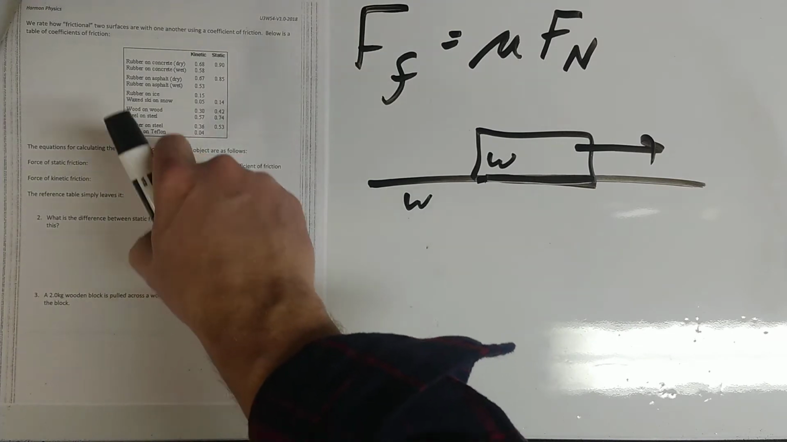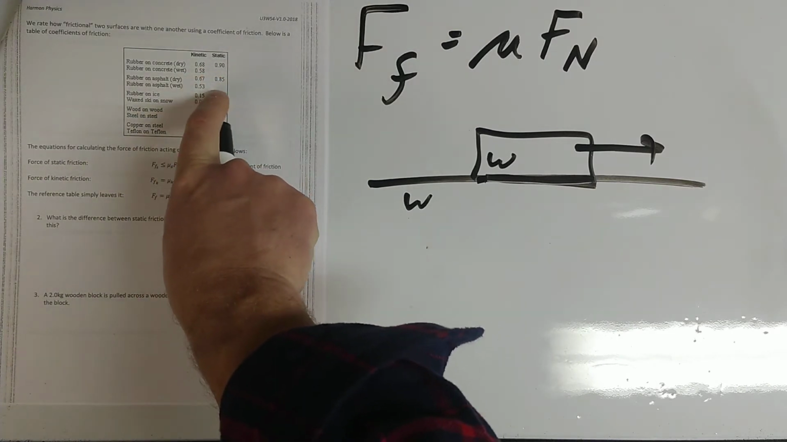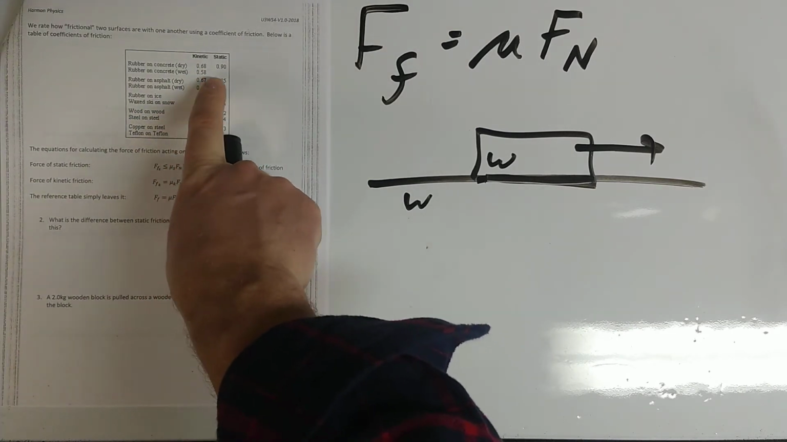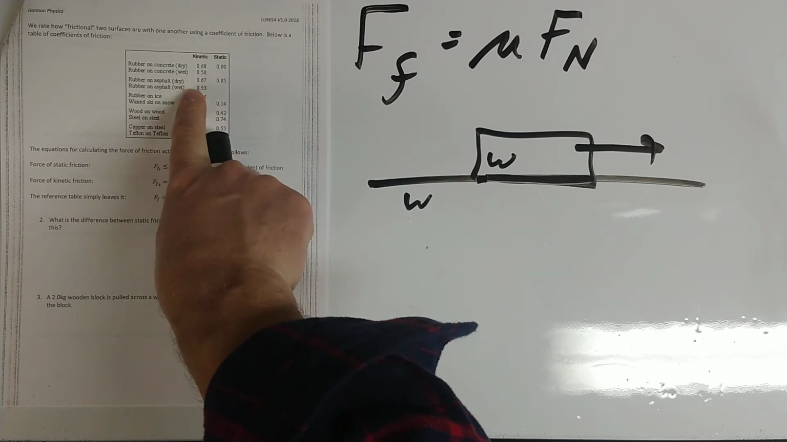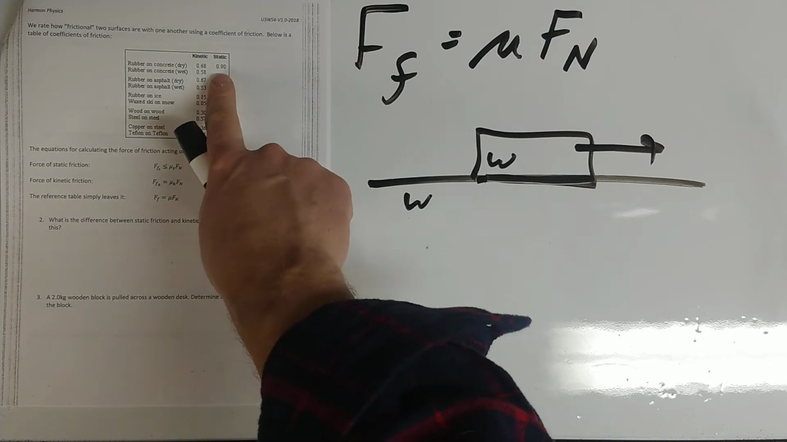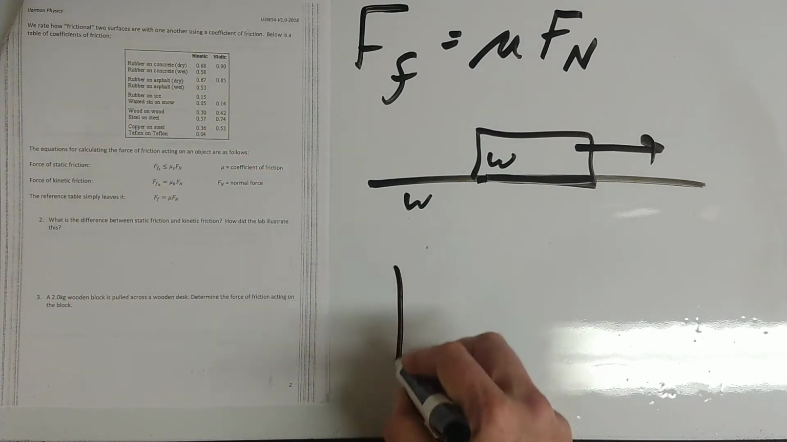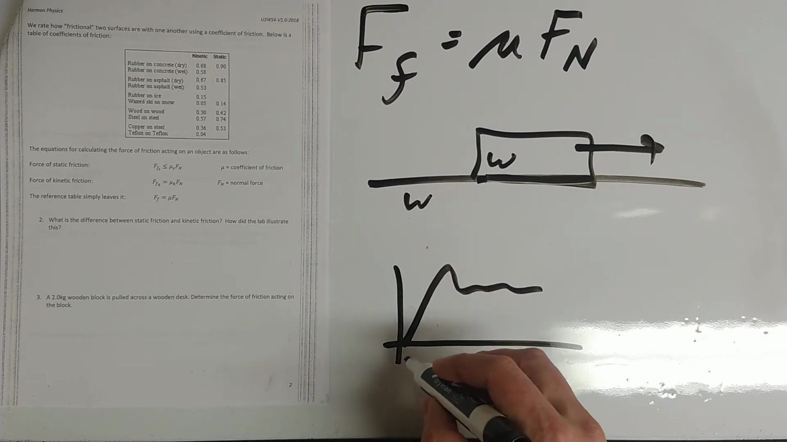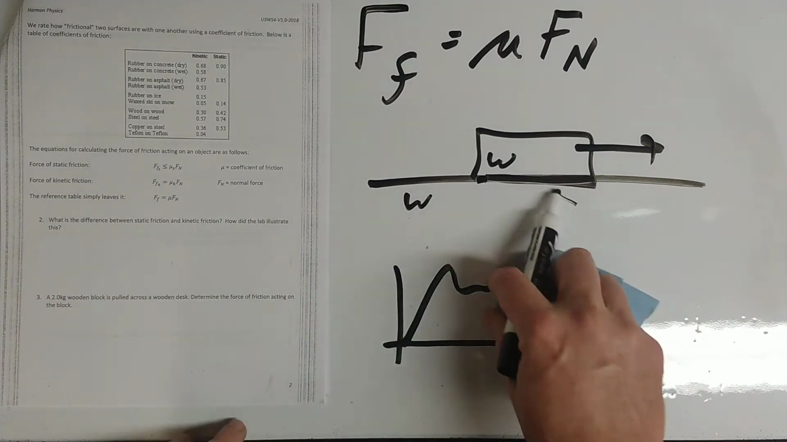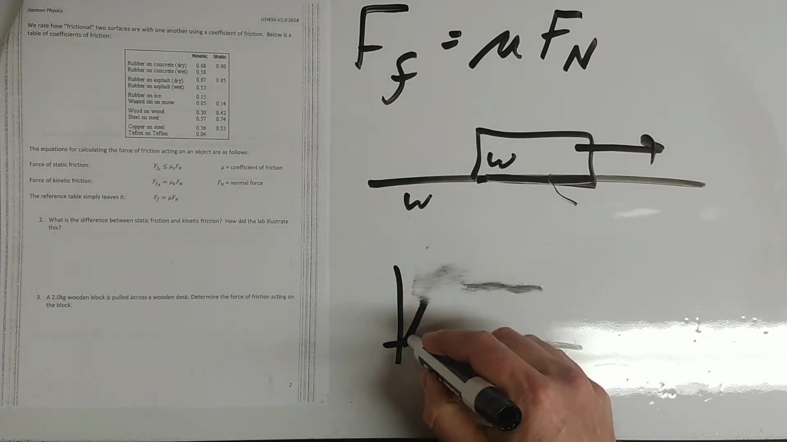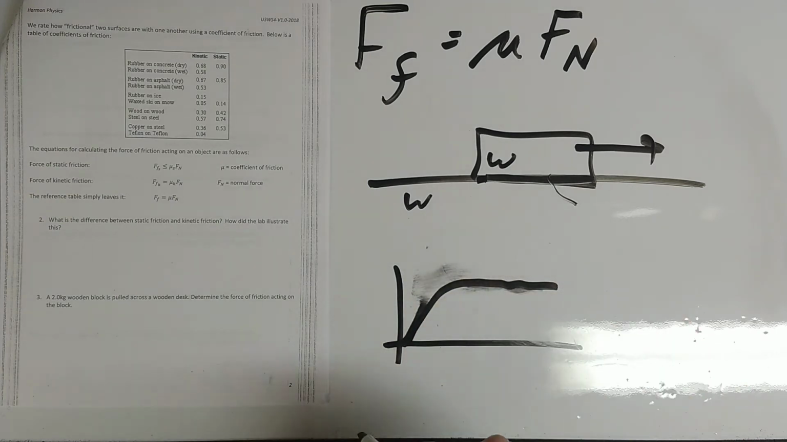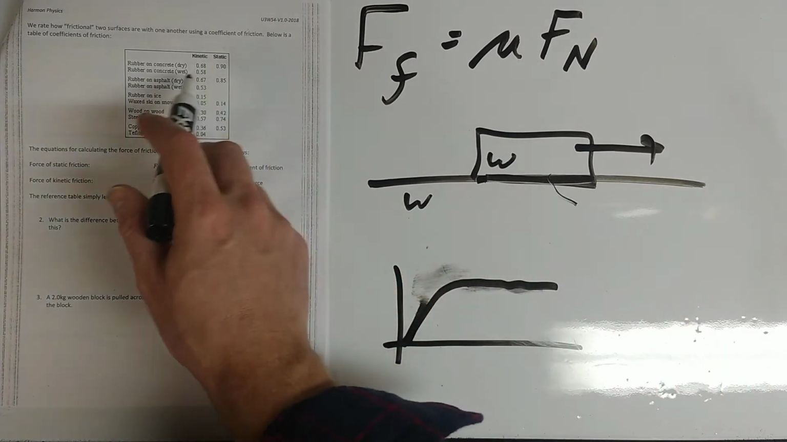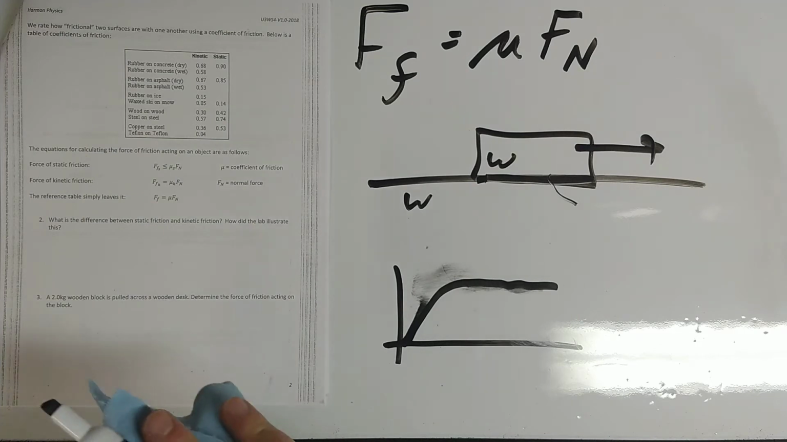The Teflon on Teflon. If you see static is not listed, you treat it as the same value as the kinetic. This is the case where, if you did the force versus time graph, we saw a spike, right? Well, if you did one of the more slippery materials, you don't necessarily see that spike. It just kind of goes up and levels off. So if there's no spike, then they're just the same value for the coefficient.